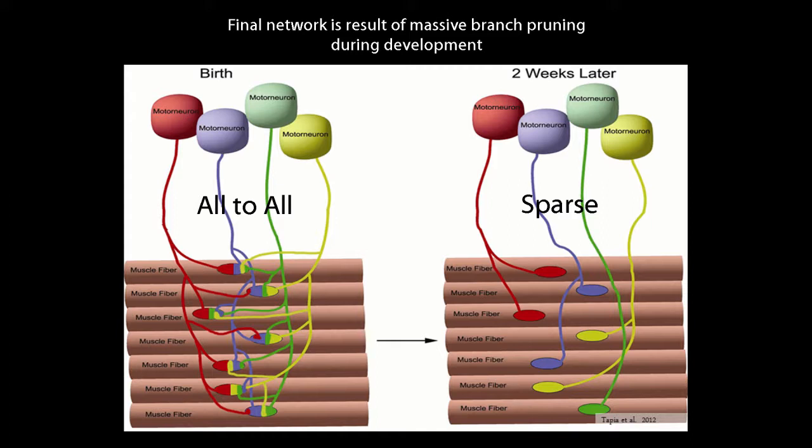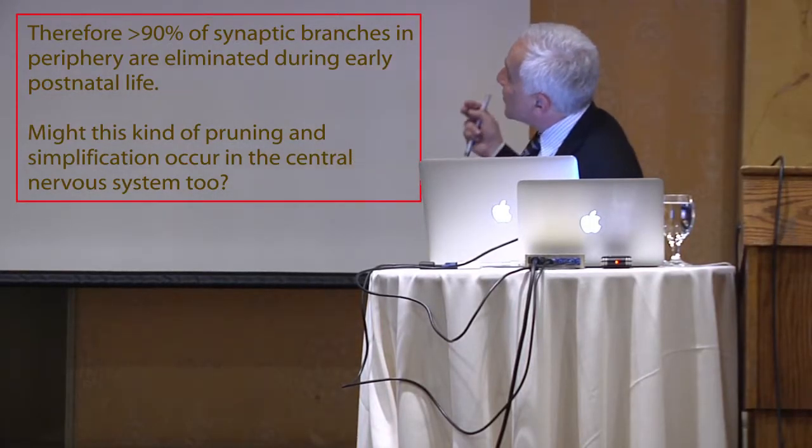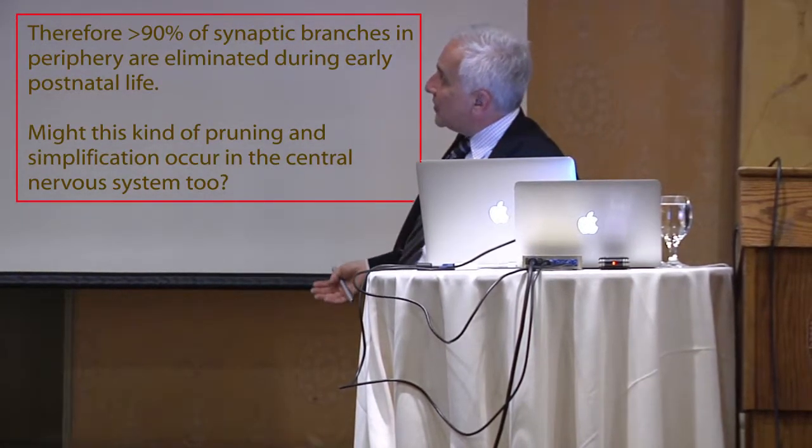You're born with an all-to-all wiring diagram, and then after competition between these nerve cells, each muscle fiber ends up with a different axon. I could spend a lot of time telling you about the mechanism of this loss, but I think many of you are interested in, well, let's talk about the brain. This is muscle, so I would like to end with that. More than 90% of the synapses that were formed in development are eliminated in early postnatal life.